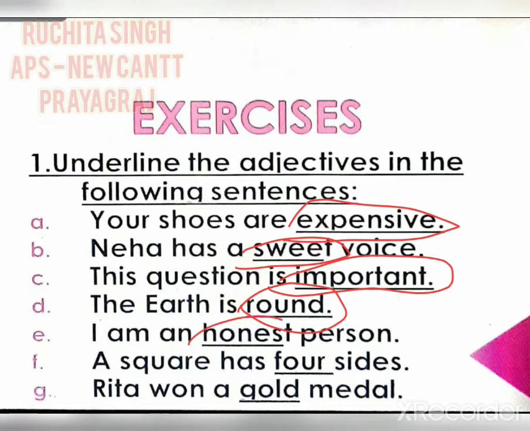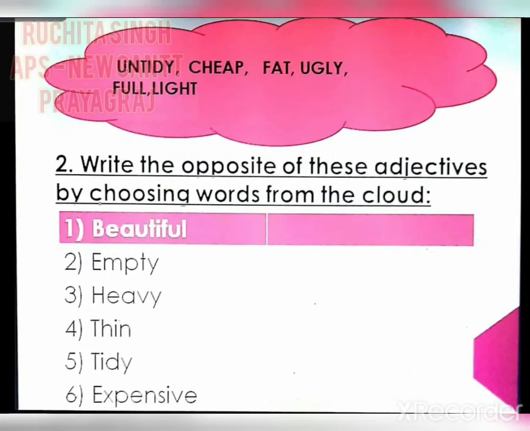Then I am an honest person. What is my quality? I am an honest person. Then a square has 4 sides. Number. It is describing the number of sides a square has. Then Rita won a gold medal. What kind of medal did Rita win? Gold medal. So all these words are used to describe these nouns.